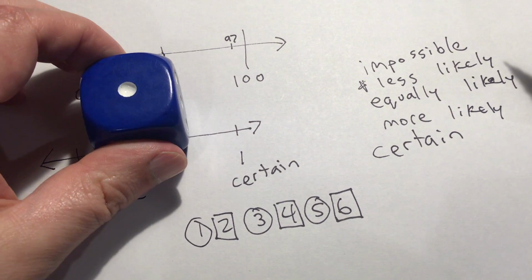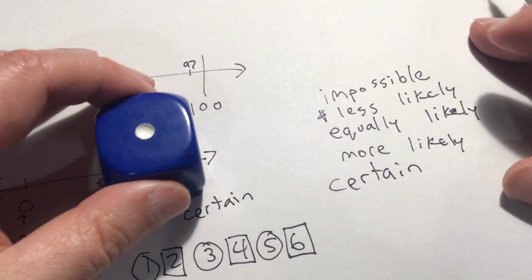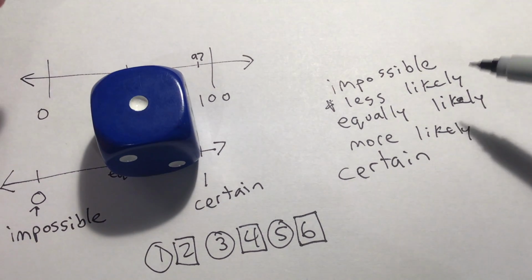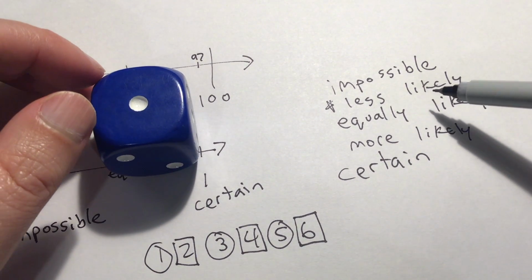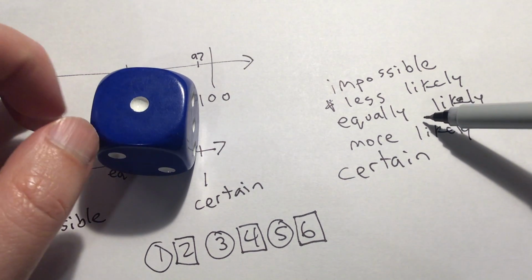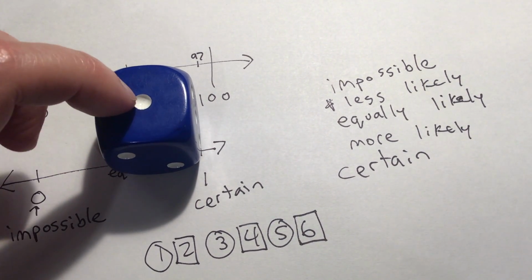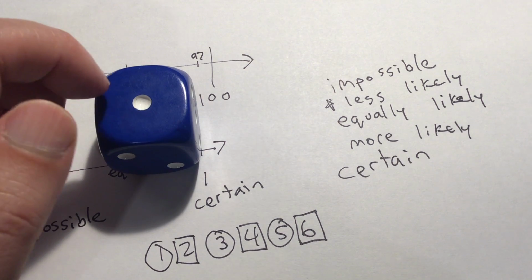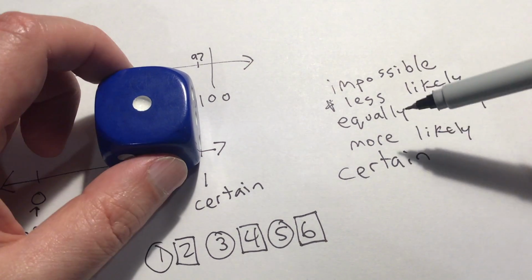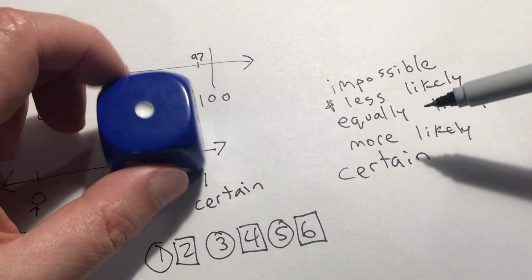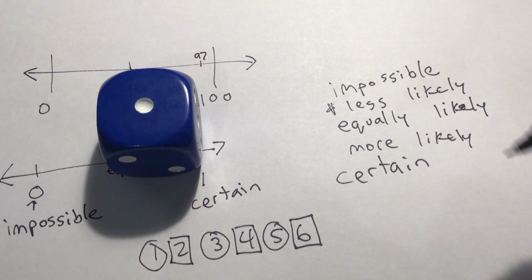a 1, right? I could roll the dice a whole bunch of times, and I'm going to get a 1 sometimes, okay? But it's not going to happen half the time. It's not equally likely that I get a 1, but it's also not certain, and it's not more likely, it's not impossible. It's less likely, okay? It's less likely to get a 1 than any of the other numbers, okay?